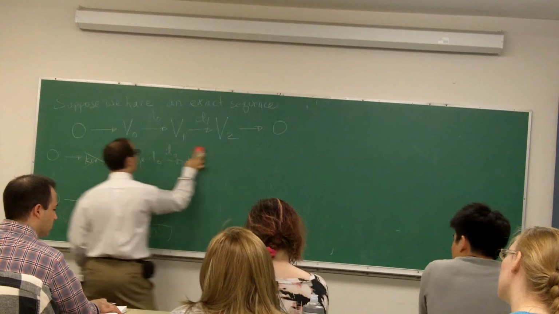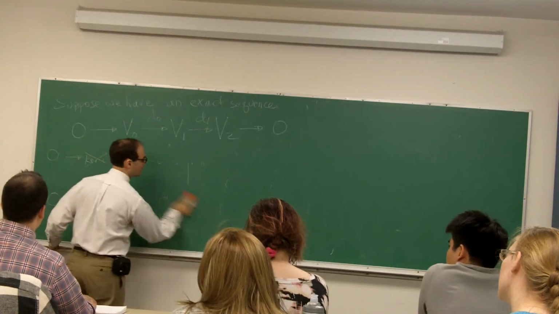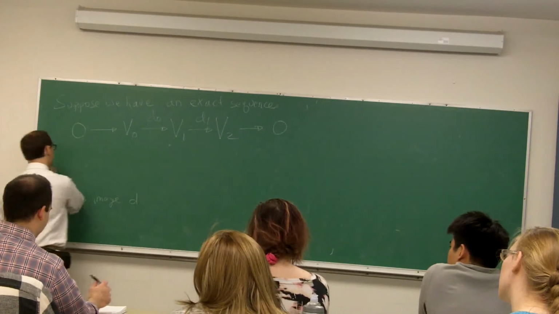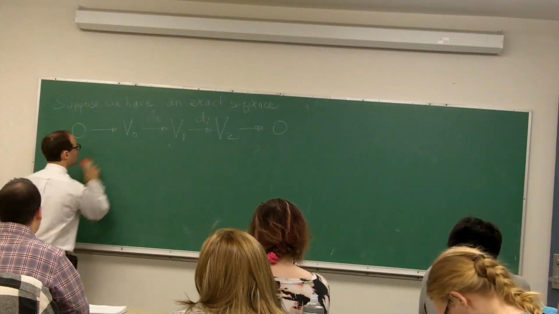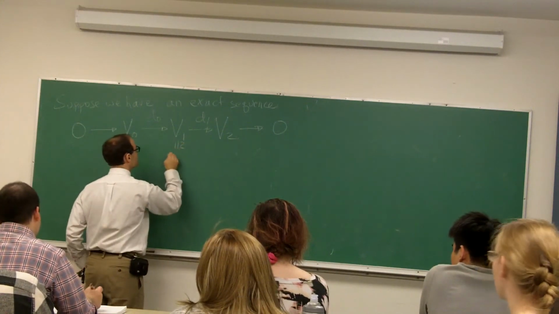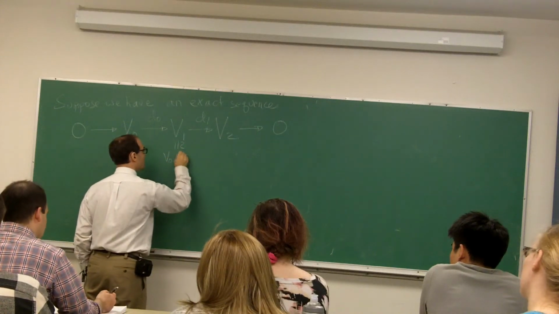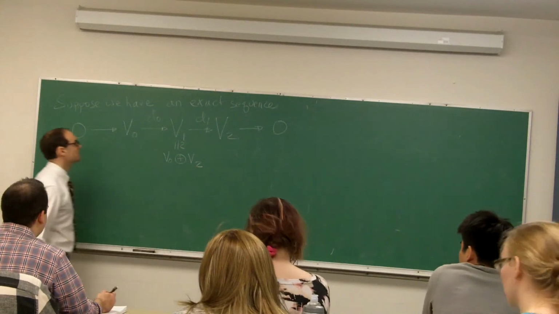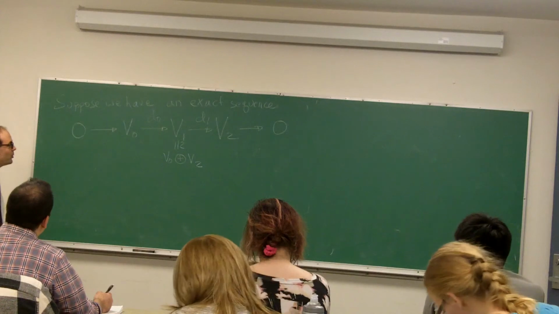And here's what I'm going to do. I'm going to summarize what I'm just in the midst of erasing. Hopefully it's made it into your notes. And I'm going to make the observation that this space is isomorphic to V0, tack on, or concatenate with, or direct sum with V2.